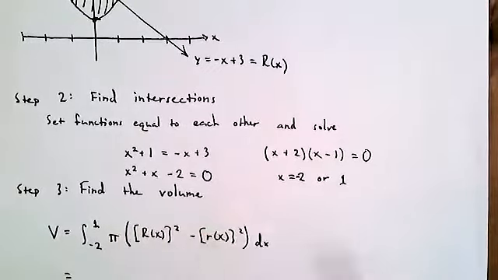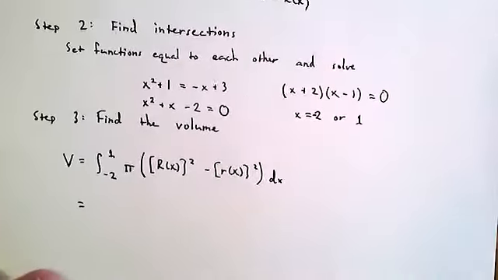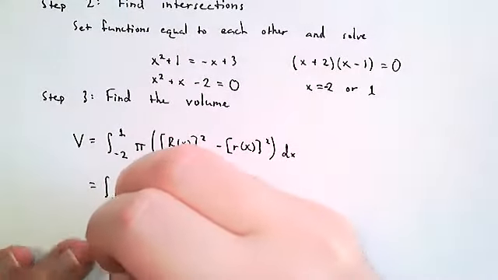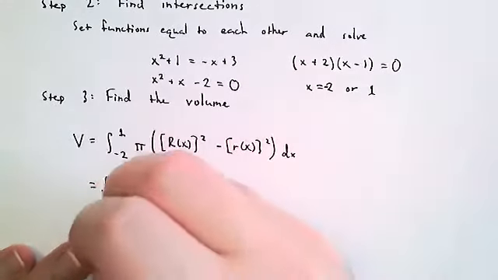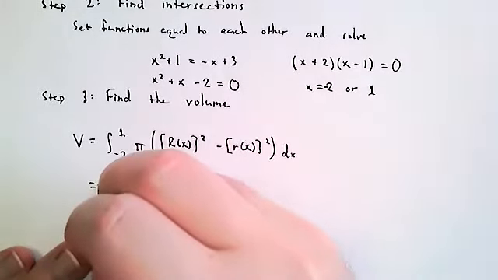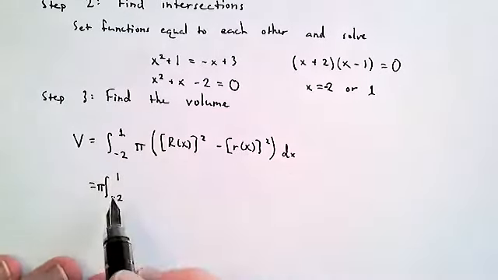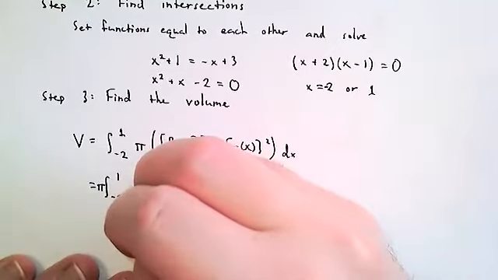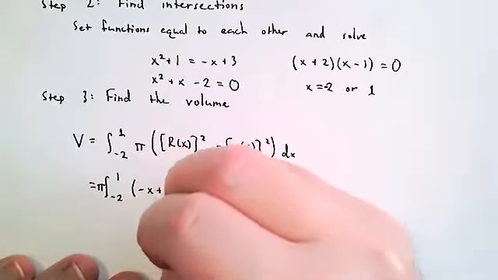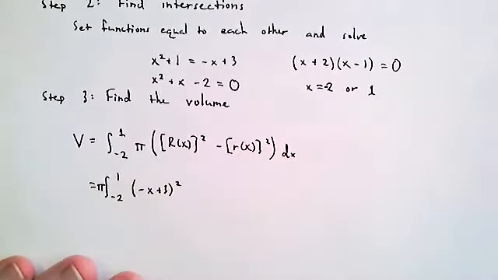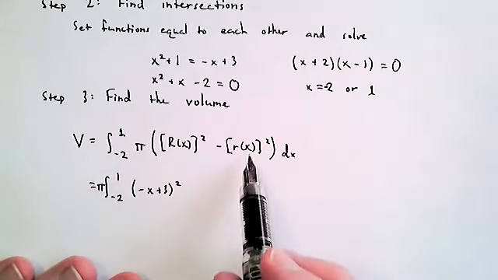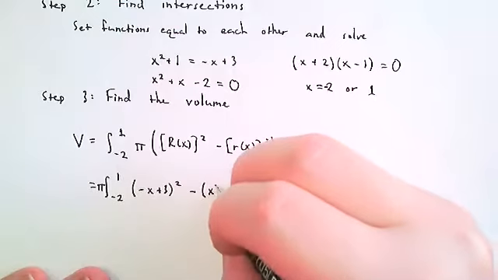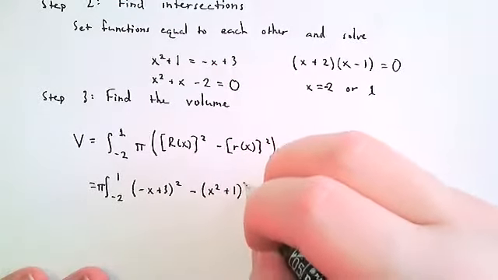Now plug in. And you can move the pi to the front at any point because it's a constant. I'm going to go ahead and do that now. Our larger function is the line, minus x plus 3, that's going to be squared. And then our smaller function is the parabola, so we'll subtract x squared plus 1 squared.